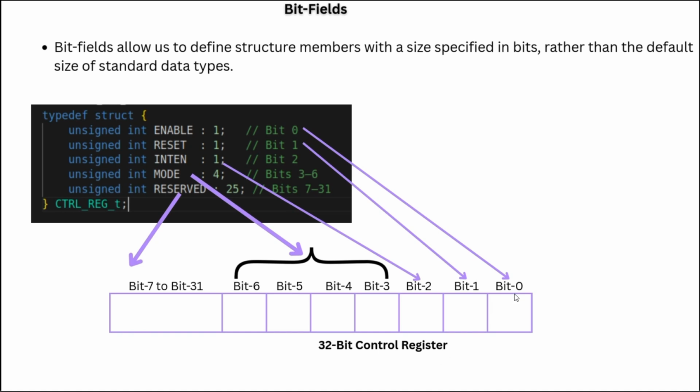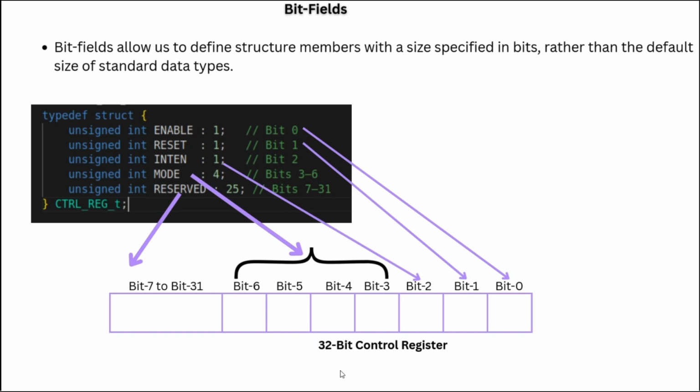Bit 0 will tell whether something is enabled or disabled, and bit 1 will tell whether a reset happened, that is, whether it is going to reset. Bit 2 will tell whether interrupts are enabled. And you see the mode is 4 bits, which can be different modes like sleep mode, and a lot of other modes.